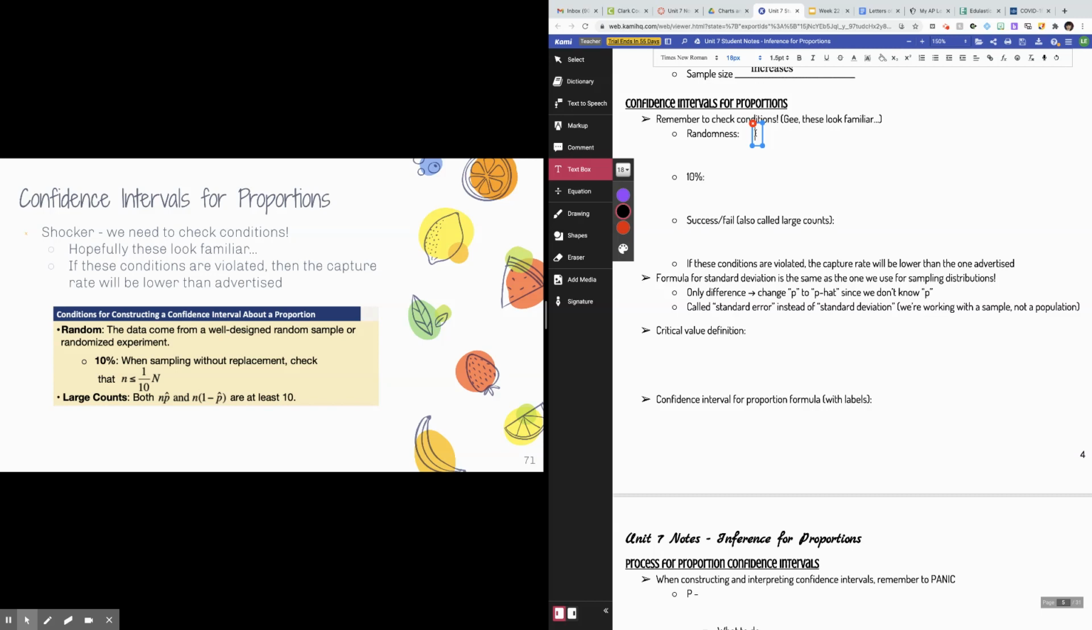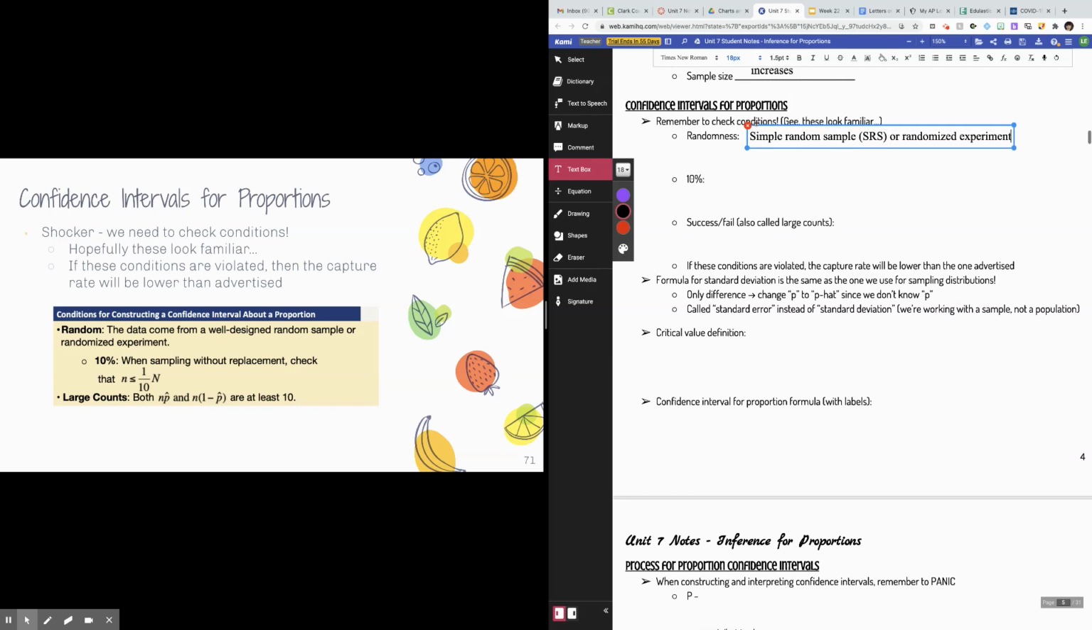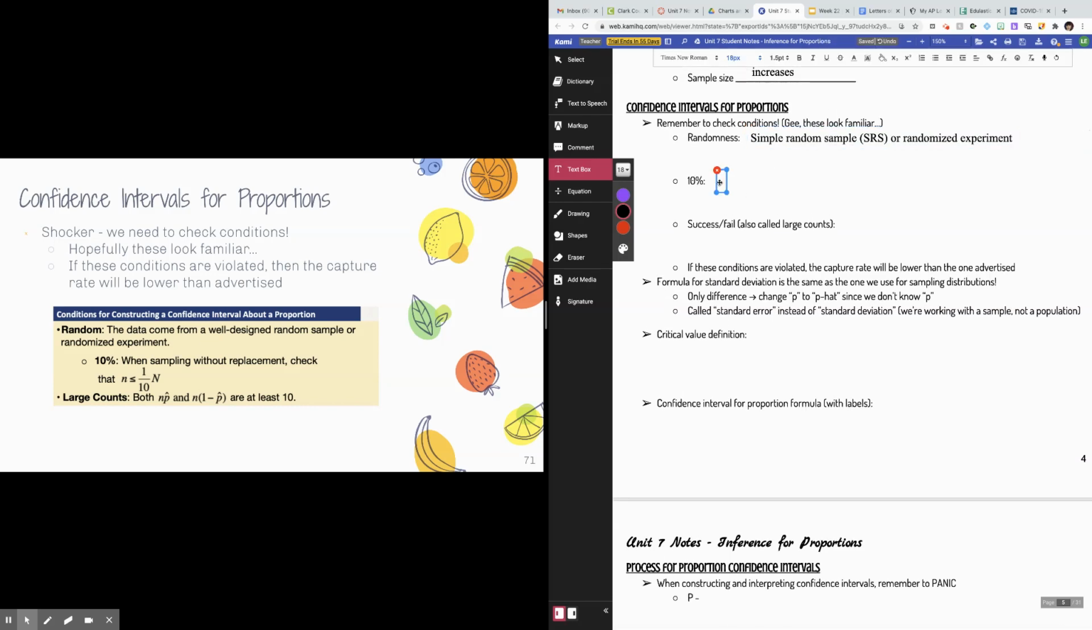For randomness, all you are checking is that you have a simple random sample, an SRS, or a randomized experiment. If you have either one of those, you've satisfied your randomness condition. Your 10% condition is that your sample can be no larger than 10% of the whole population. Typically the way that we check this is 10 times the sample size should be less than the total in the population.